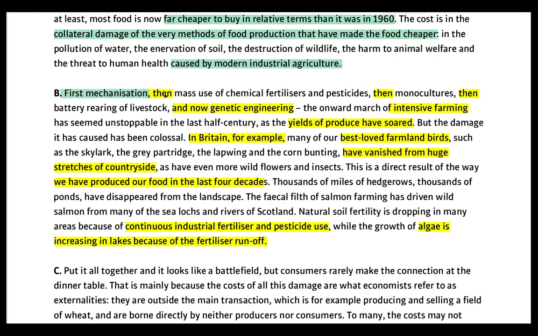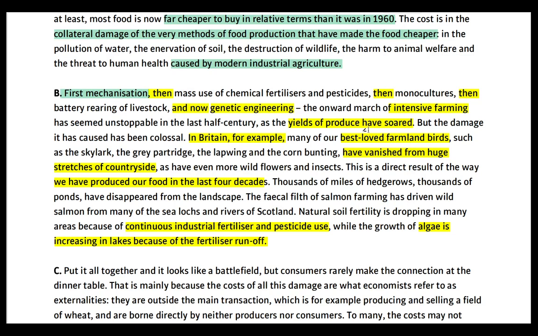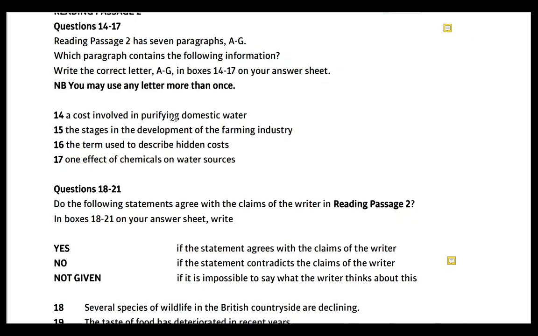So we can see that first it was mechanization. Second, it was mass use of chemical fertilizers and pesticides. Then it was monoculture, which is 3, followed by rearing livestock, which is 4, and now genetic engineering, concluding with number 5. So basically, it's giving the stages that influenced the development of intensive farming, right? So number 15 obviously is going to be B. Therefore, I'm going to say number 15 is B.